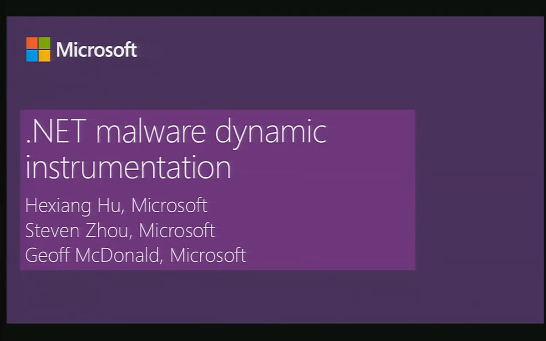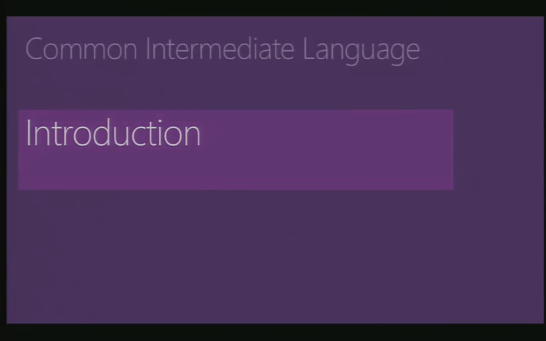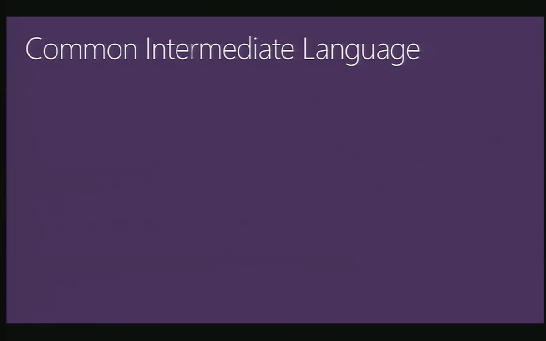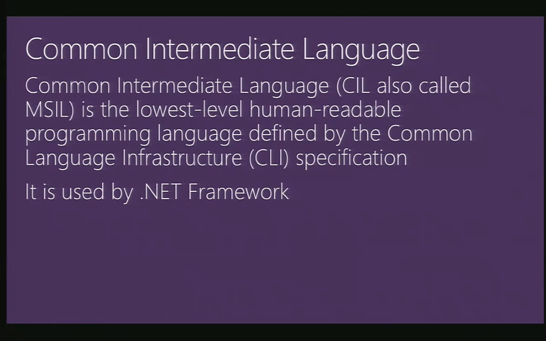Okay, so first, let me give you a brief introduction to the background of my project. Since it's a .NET project, it should be related to MSIL, the Common Intermediate Language. Some of you may know that, very much like Java bytecode, Common Intermediate Language is an intermediate language defined by the Common Language Infrastructure Specification, which is used for the .NET framework. It enables programmers to develop cross-platform and language-independent applications for Windows.